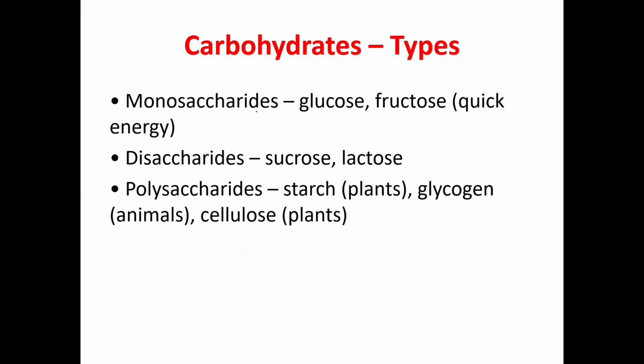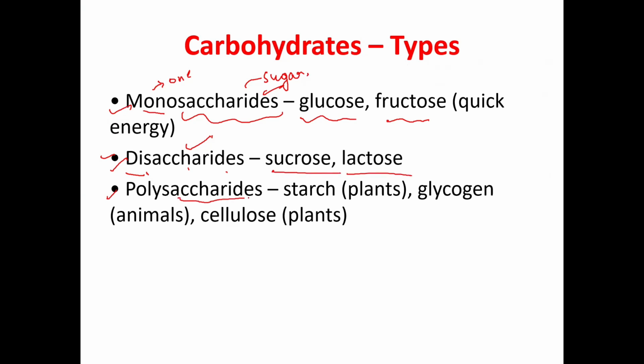Its types. Carbohydrate is divided into three major parts. Monosaccharide: mono means one, and saccharide means sugar. Only one sugar molecule, such as glucose and fructose, quick energy sources. Di means two, a composition of two sugars, such as sucrose and lactose. Polysaccharide means multiple sugar molecules combined. It forms starch, glycogen, and cellulose. Glycogen is present in animals and is a kind of polymer, and cellulose is found only in plants.